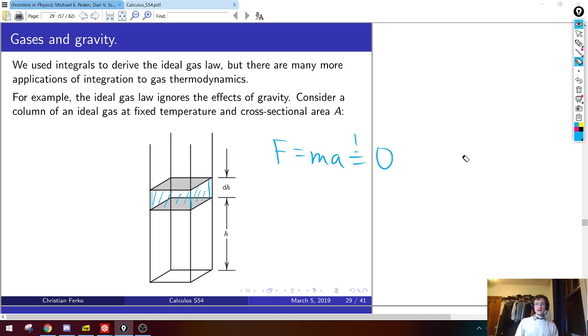So F equals ma equals 0 because it's not accelerating in either direction. Now we just have to ask, what are the forces that act on this blue section, the gas which is contained in this little prism? Well, I claim there's three forces. There's the gravitational force, pointing downward. Now we know the gravitational force is roughly minus mg, but we have to know what the mass is. What is the mass of the gas in here? Well, the mass is going to be the density times the volume. Let me write that first for you.